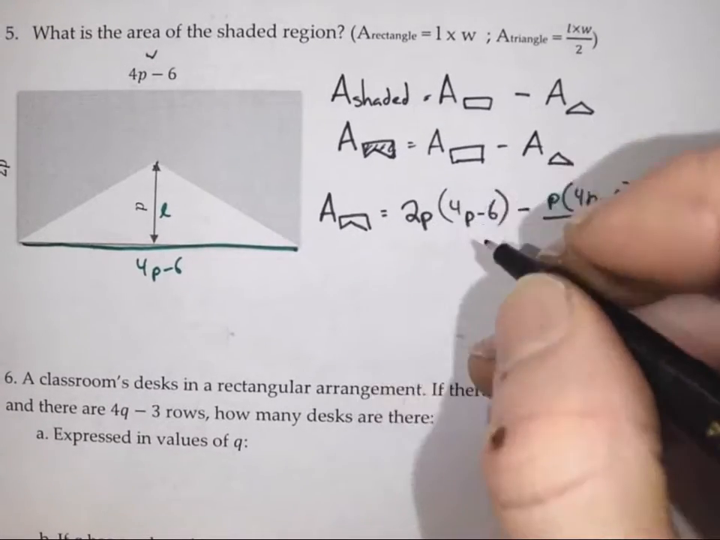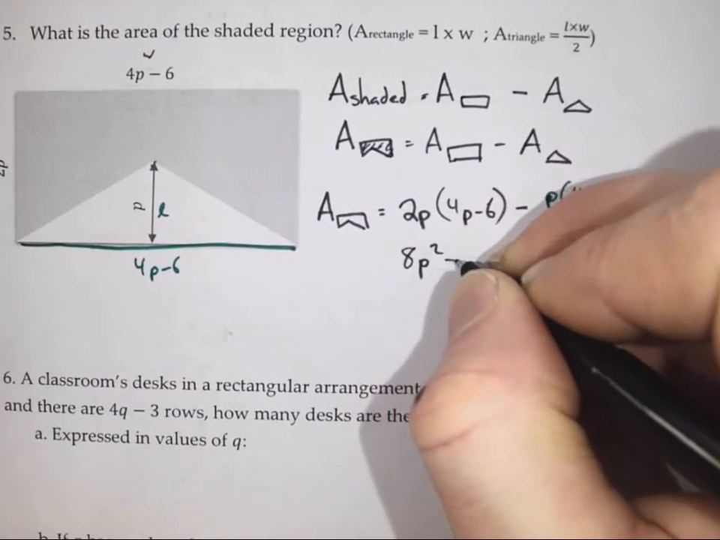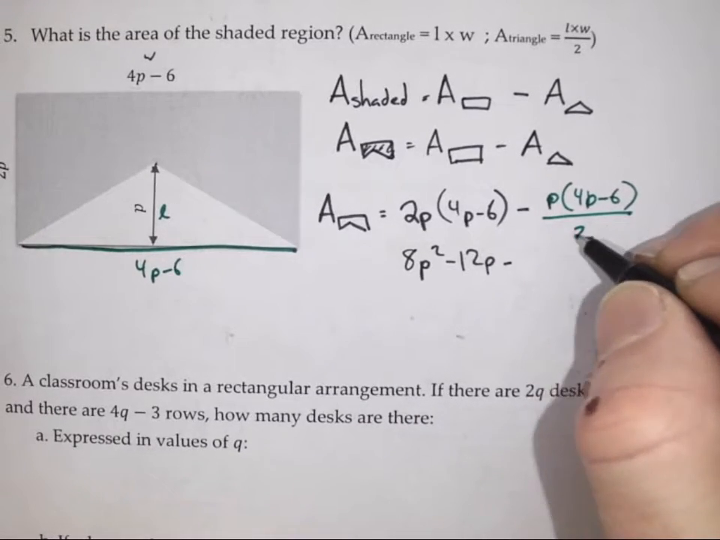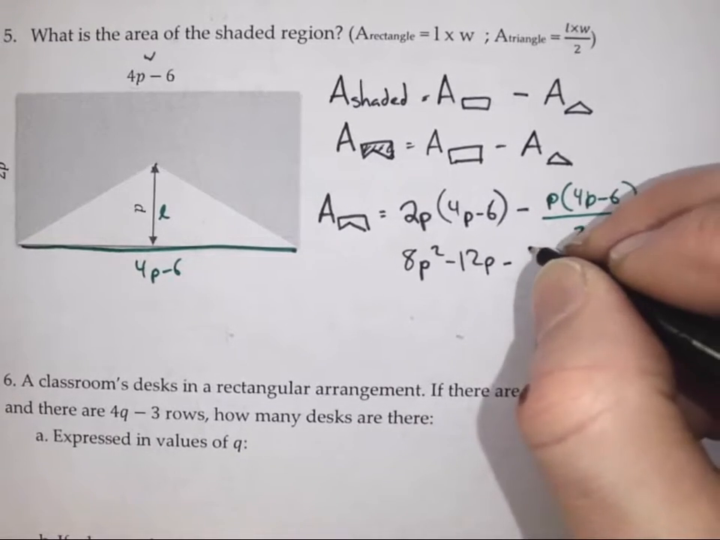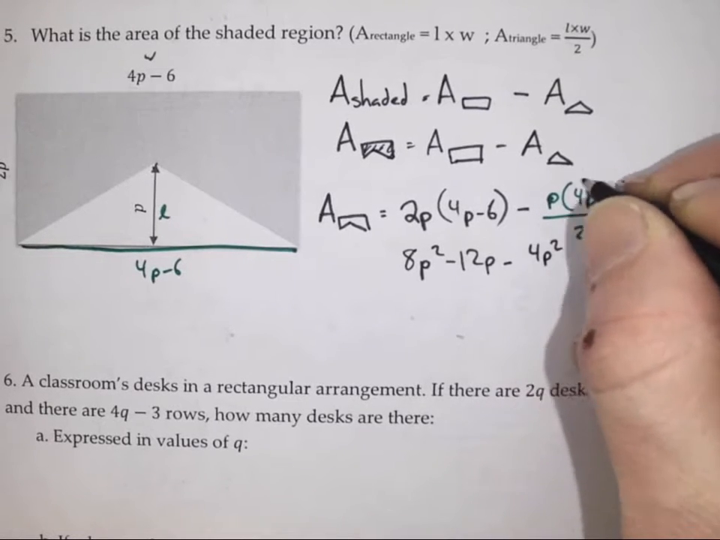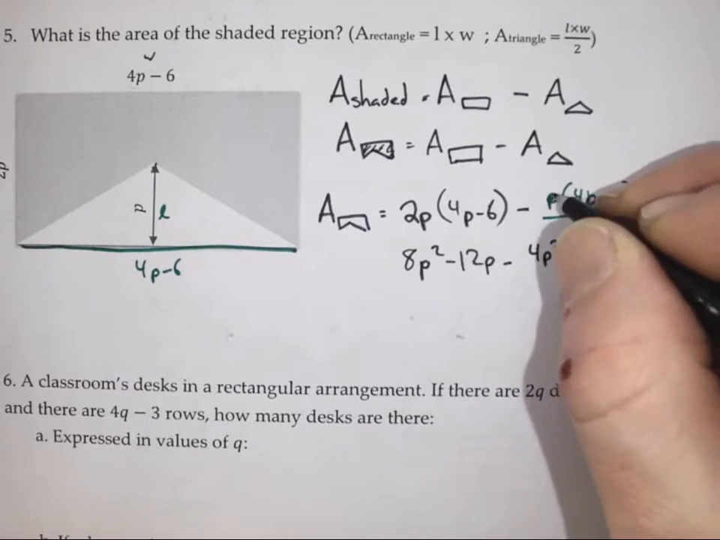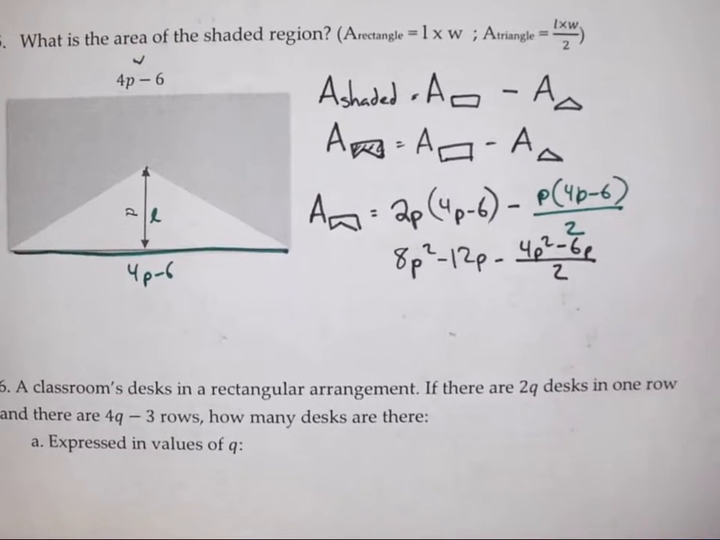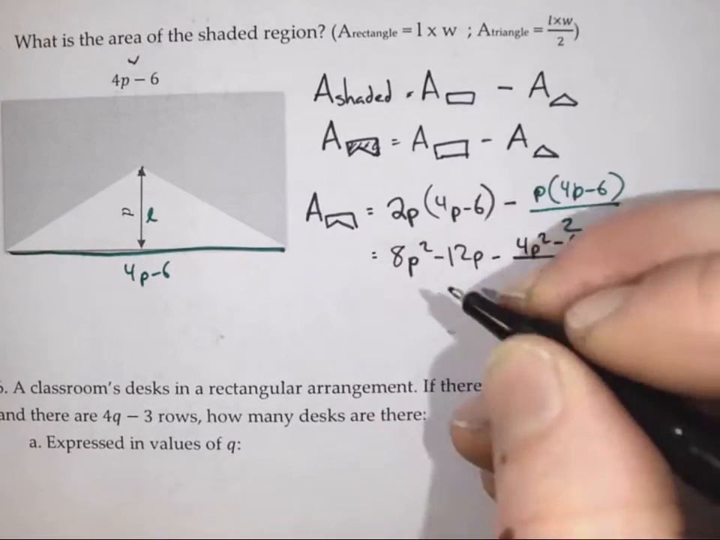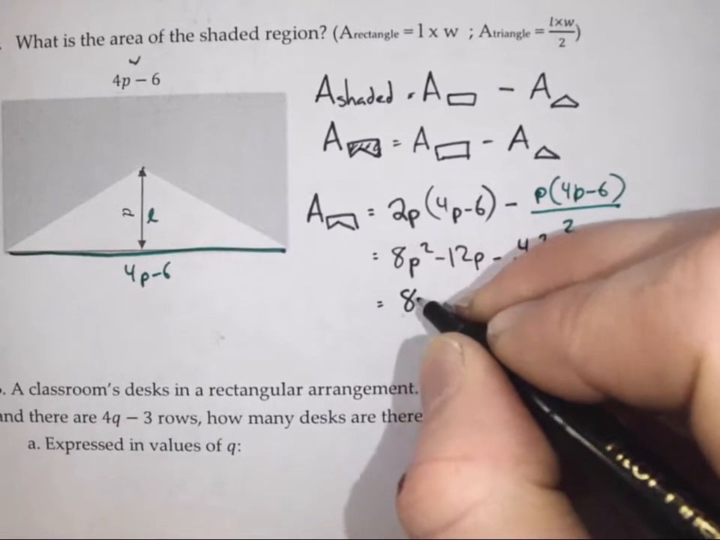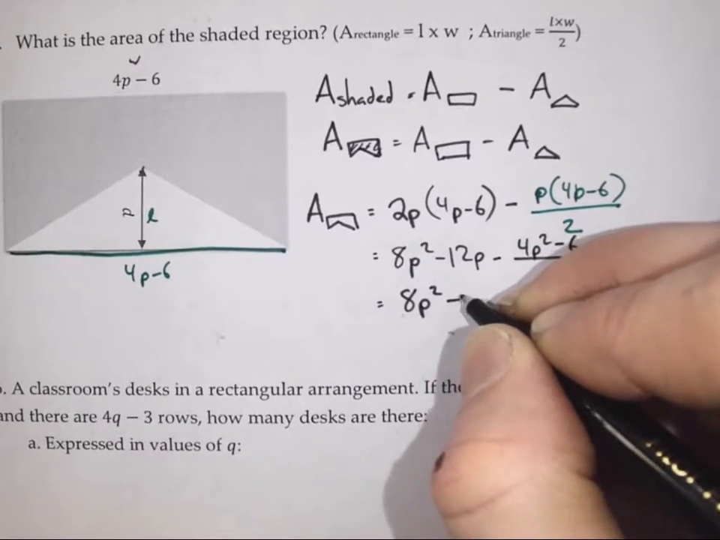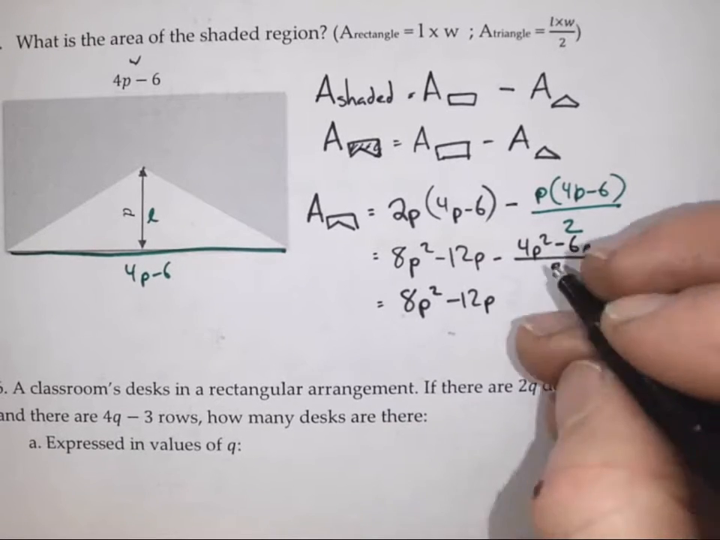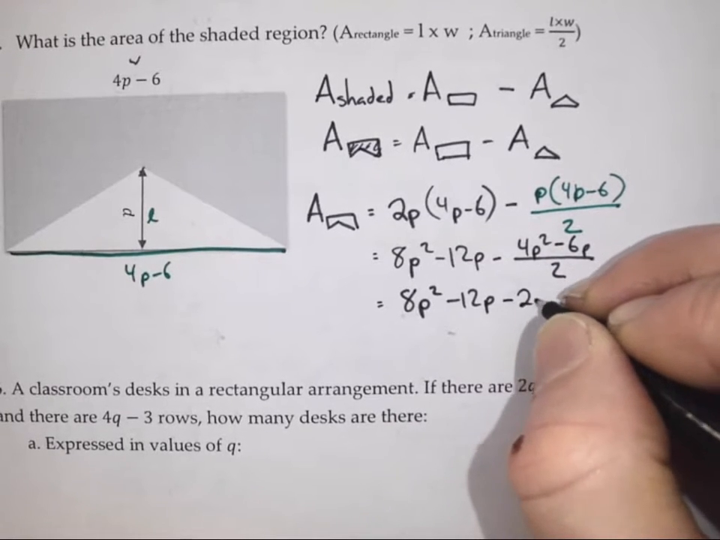So we'll multiply these guys together first. It's going to give us 8p squared minus 12p. Then we're going to subtract, maybe I'll do the top first. I'm going to have p times 4p minus 6, so p times 4p is 4p squared. P times negative 6 is negative 6p, over 2. And then I'm going to say, okay, well, let's simplify this. 8p squared minus 12p. And half, or divided by 2, of 4p squared is 2p squared.